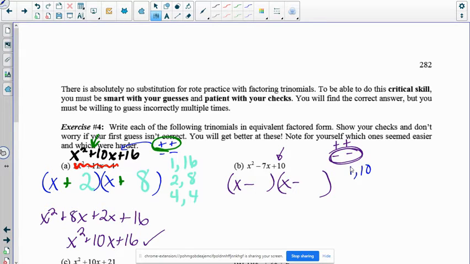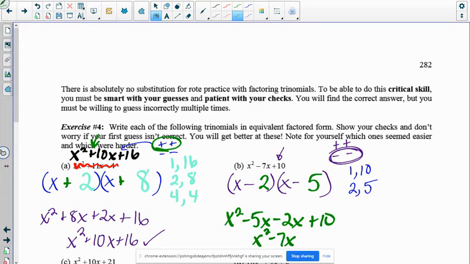So I've got 1 and 10, and 2 and 5. So I need to look at which pair is going to give me a 7 when I combine. Hopefully you are thinking that 2 and 5 are going to do the job. And I can check my work by doing my FOIL box, double distribute, whatever way you learned how to do it. First, outside is minus 5x, inside minus 2x, and last plus 10: x squared minus 7x plus 10, and it checks.